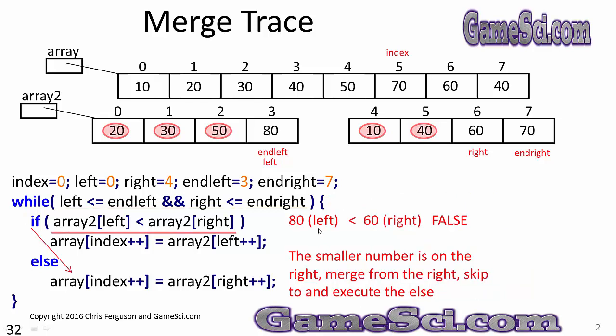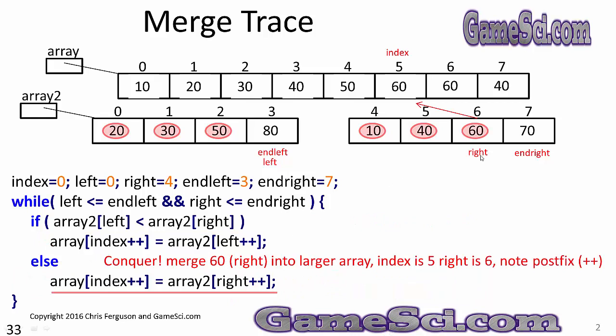The 80 on the left is not less than the 60 on the right. This is a false statement. The smaller number is clearly on the right. Let's merge from the right. Let's skip 2 and execute the else portion of this if else. Every time the bigger number is on the right, we'll go down and do this else code. This is the conquer. Move the 60 from the right up into the larger array. Index is 5, so that's the destination of this assignment. Right is 6, so that is the source of this assignment. The 60 moves up into the larger array.